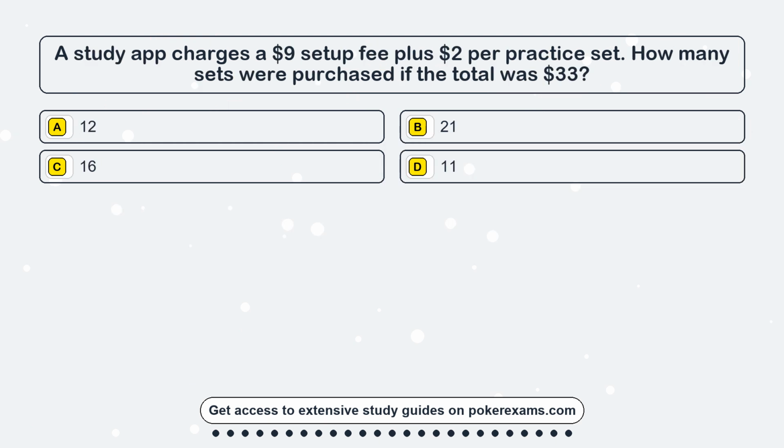Question 18. A study app charges a $9 setup fee plus $2 per practice set. How many sets were purchased if the total was $33? Option A 12. Option B 21. Option C 16. Option D 11.